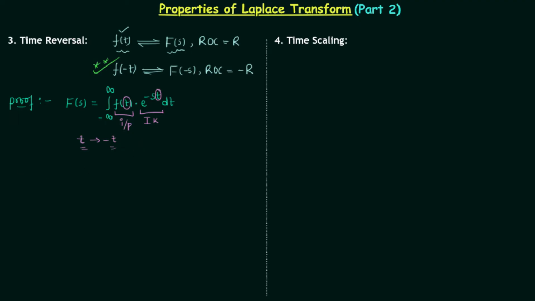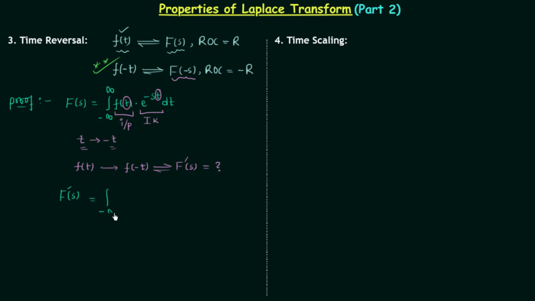So let's have the new signal from the old one. The old one is f(t), and after reversal we have f(-t). Let's say the new signal is having the Laplace transform F'(s), and it is our task to calculate F'(s). And if we can prove that F'(s) is equal to F(-s), then our proof is over. So let's move to the next step, in which we will write the Laplace transform F'(s).